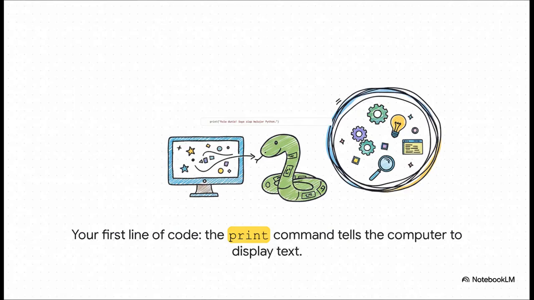And here it is. This is your very first line of code. It's a simple command called print, and all it does is tell the computer to display whatever text you put inside the parentheses. So go ahead, type this into your hello.py file. This one little command, it's your gateway into a whole new world.